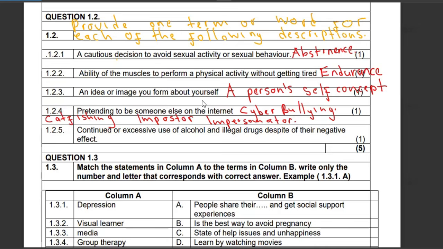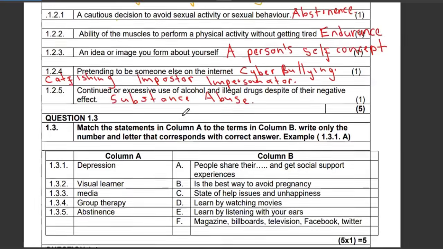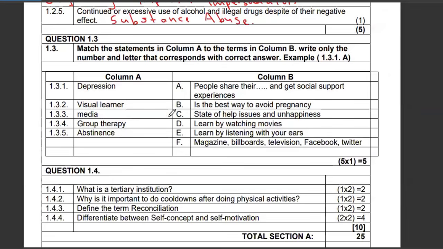Then 1.2.5, continued or excessive use of alcohol and illegal drugs despite their negative effect. This is known as substance abuse. So this is a typical example of substance abuse. That is the continued or excessive use of alcohol and drugs despite their negative effect.